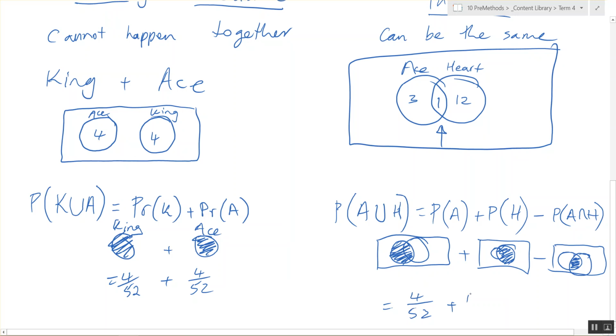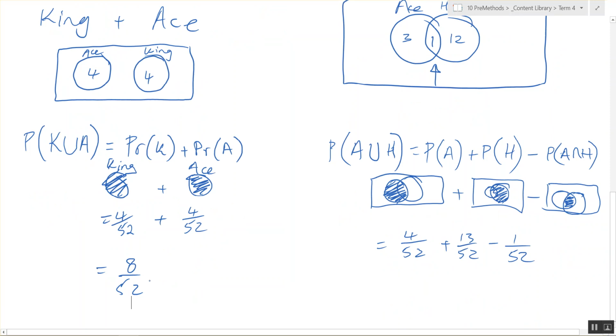What's the probability of a heart minus the probability of an ace, so 1 out of 52. Sorry, the probability of an ace and a heart. There's only one card that has that. So 16 out of 52, and this is 8 out of 52.